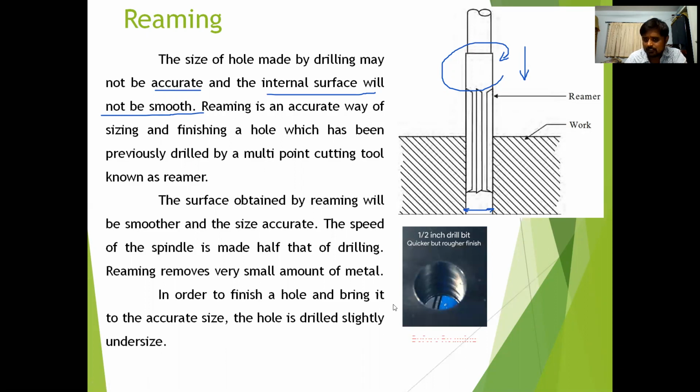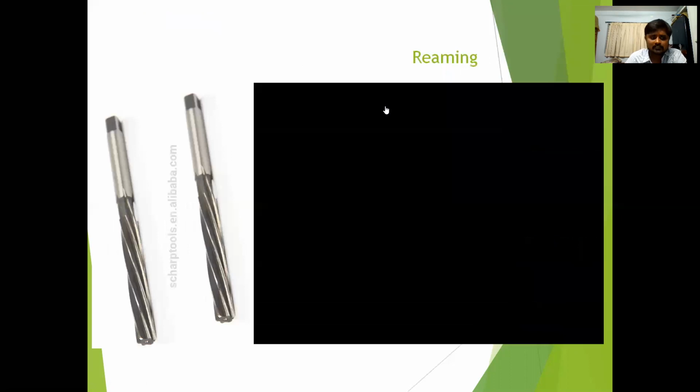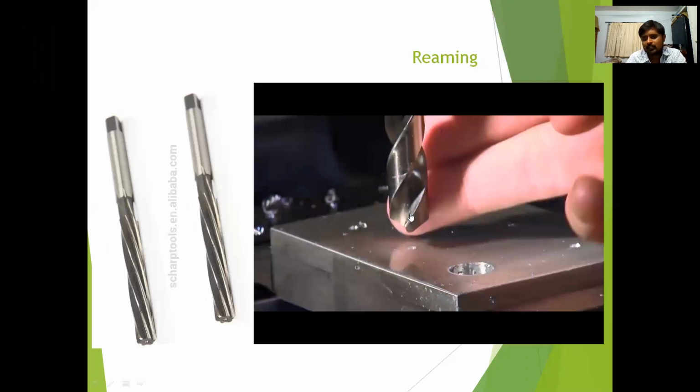Let's see, if you observe, this is the hole drilled by the drilling operation. Before reaming, observe the internal surface of this hole. Now you can observe after reaming, this is the internal surface. The surface is finished by using the reaming operation, and the size is also made accurate. So this is about the reaming operation. These are the reamers. Now you can see the video of how we perform the reaming operation.